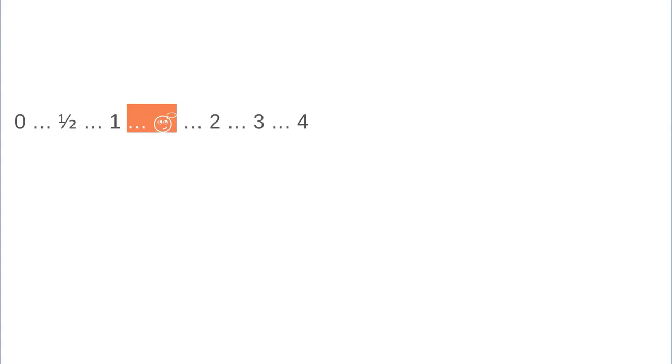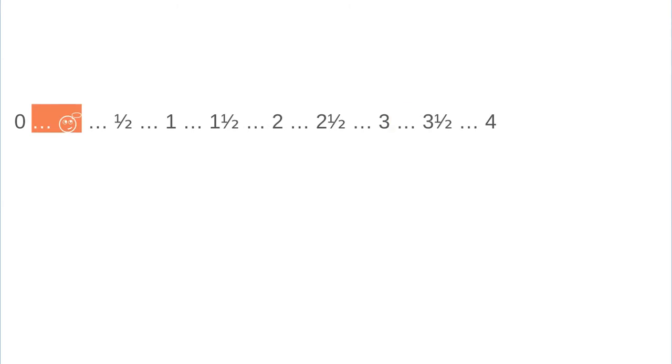Okay, that's easy enough. What if I want a number halfway between 1 and 2? Well, that's going to be 1.5. What if I want a number halfway between 2 and 3? Well, that's going to be 2.5. Notice a pattern here. What if I want a number halfway between 3 and 4? Again, that's going to be 3.5. So what if I want to put a number between 0 and 1/2?